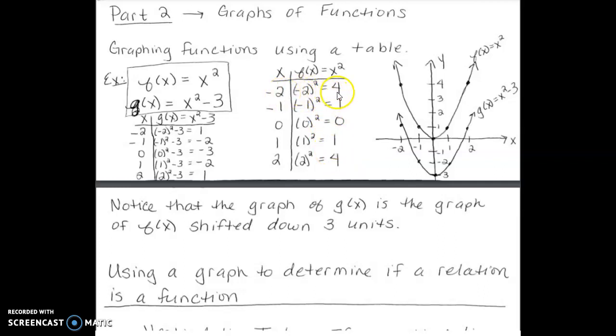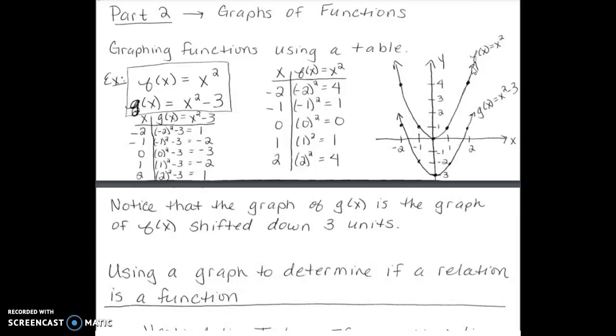So the ordered pair -2, 4 on my graph would be up here. -1, 1 is right here. 0, 0 is the origin. 1, 1, over 1 to the right, up 1, right here. And then 2, 4 would be over 2 and up 4, which is up here. So that first set of ordered pairs shows this U-shaped graph right here for f of x.